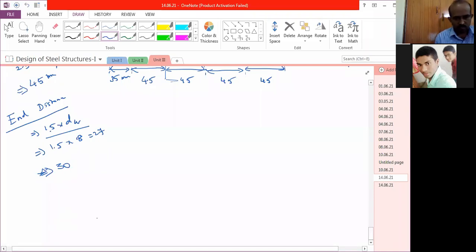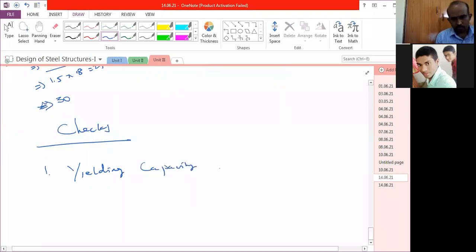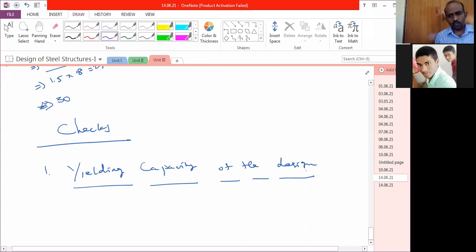So in that concept, you put a heading: checks. First one, you put a heading yielding capacity of the design. So we have put a design, and finally we have to calculate the yielding capacity. What is the formula for yielding capacity?